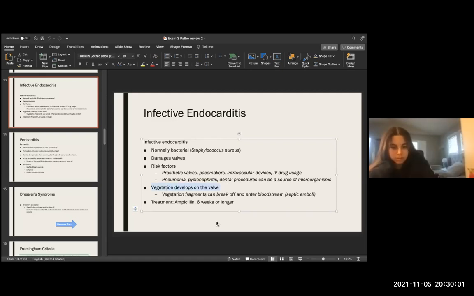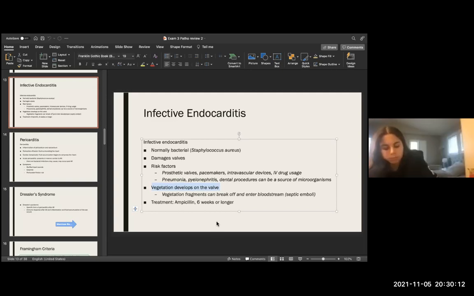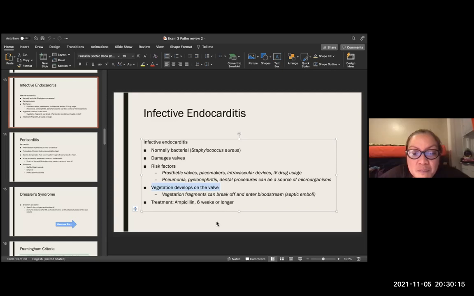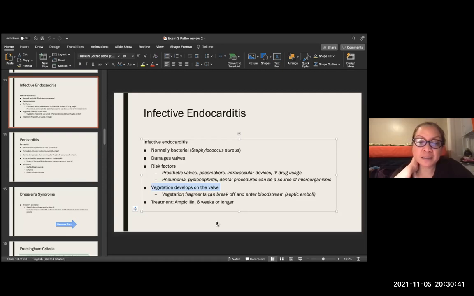Vegetation. Vegetation fragments can break off and enter the bloodstream. When you talk about vegetation, what do you understand? It means there is no movement. Yeah. So vegetation means that it stays in one place. If the blood pools and stays in one place, there's vegetation. So if the blood stays in one place, what happens? They clump together, right? It becomes an emboli, right? Yeah, something like that.